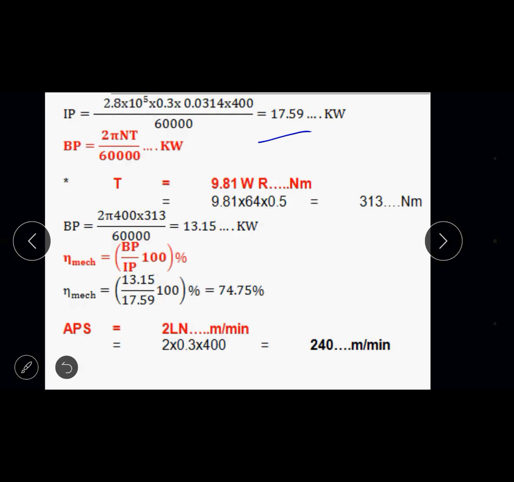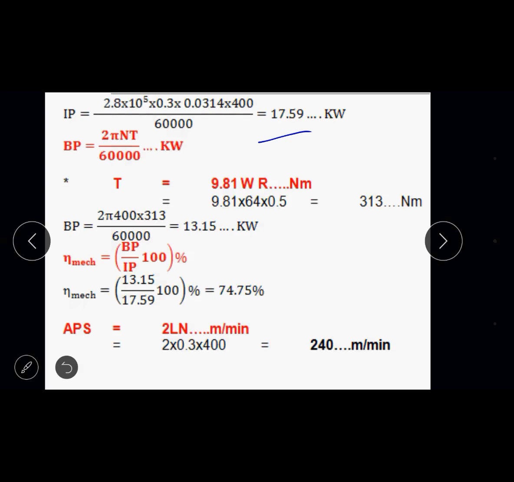So the indicated power answer is 17.59 kilowatt. After the class, please work out these problems. I cannot ask you to work out a problem during the class, it will consume more time, so I'll just explain the problems. After the class, please work out these problems, and if you have any doubts, you can get back in the next class.